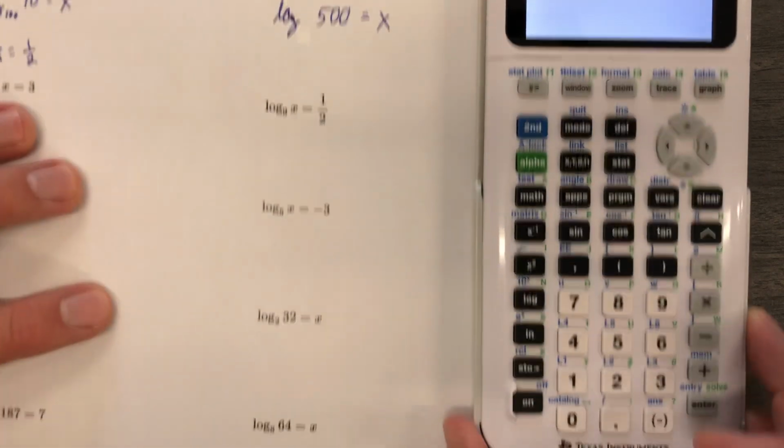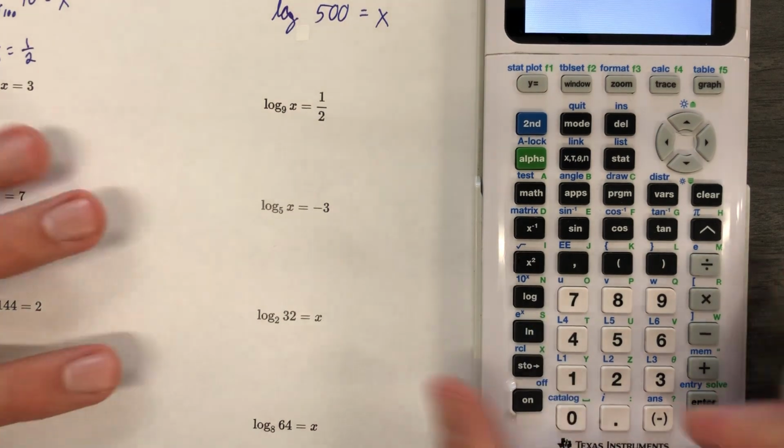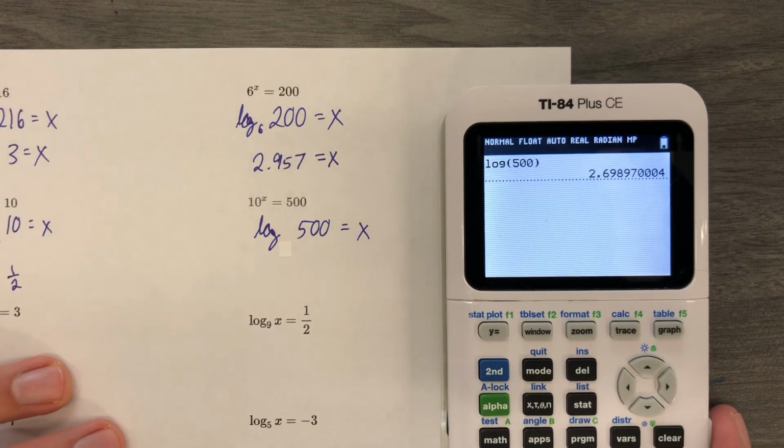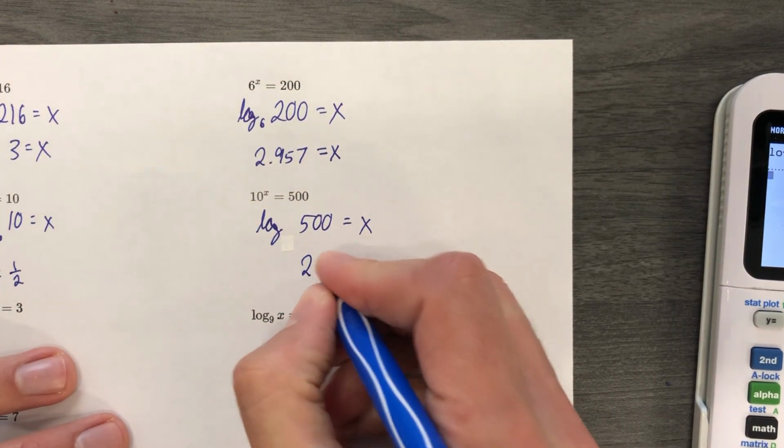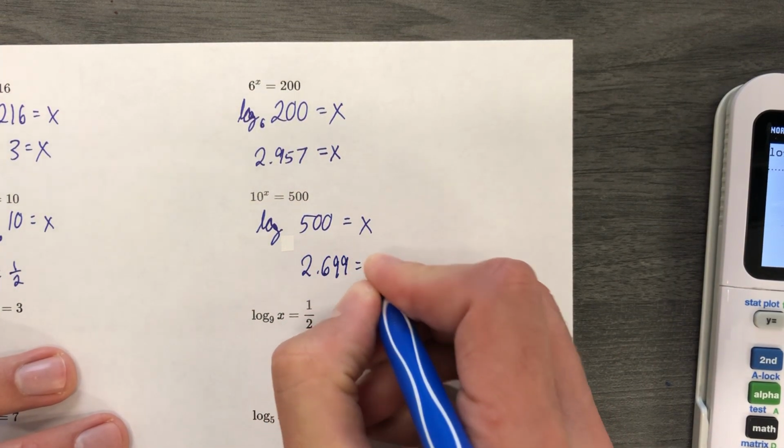There is a log button. Log, just standard base 10. It's already there. There you go. 2.699. 3 decimal places. 2.699. That's to the nearest thousandth.